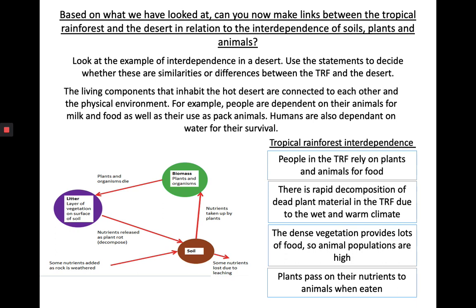Is that a link or not a link? So are they the same in the tropical rainforest and deserts, or are they very different? The dense vegetation provides lots of food, so animal populations are high, and plants pass on their nutrients to animals when eaten. Okay, so you might want to pause the video and have a think about now. Are these similarities or differences in terms of interdependence between the two?